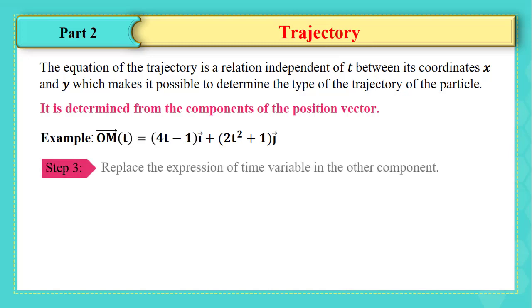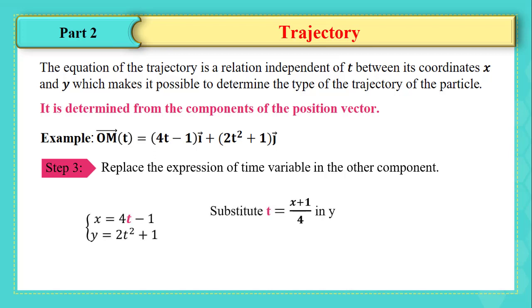In step 3, replace the expression of the time variable in the other component. In this case, we have to substitute t, which is equal to (x plus 1) divided by 4, in the equation of y, and that will give y equals 2 times ((x plus 1) divided by 4) all squared plus 1.